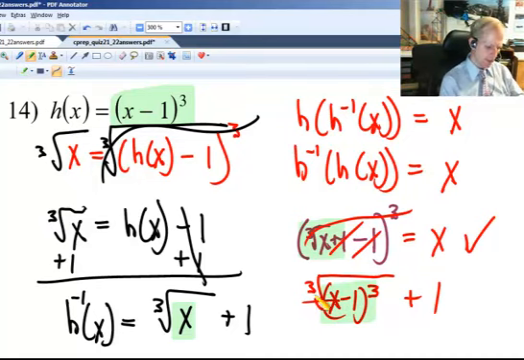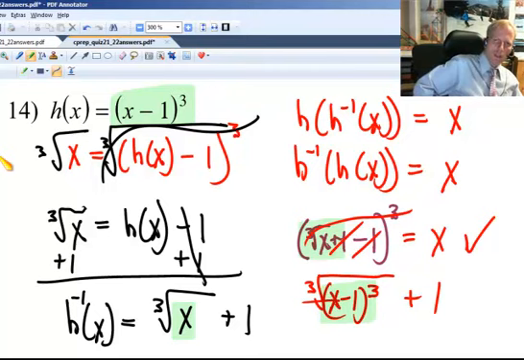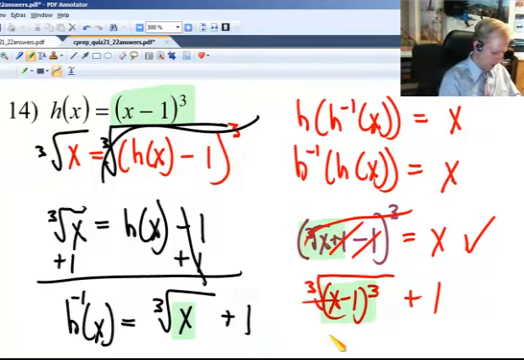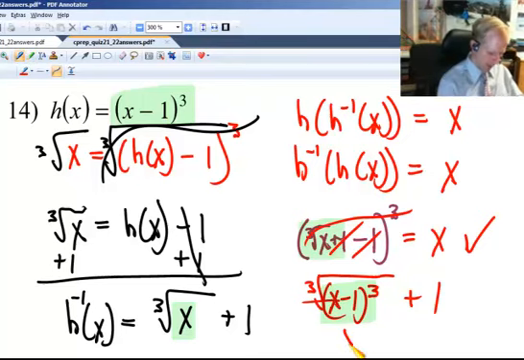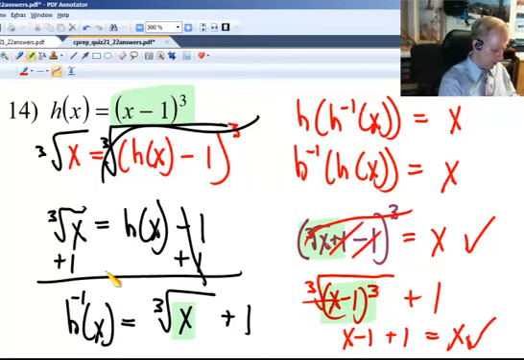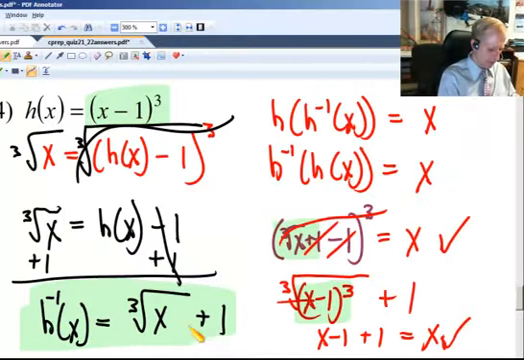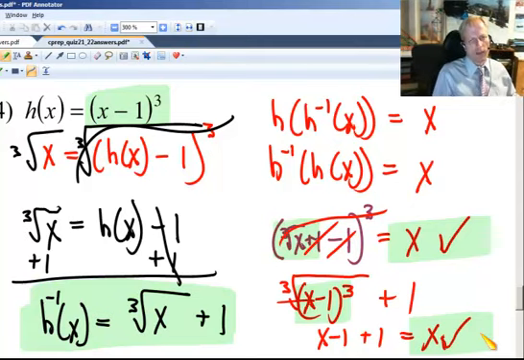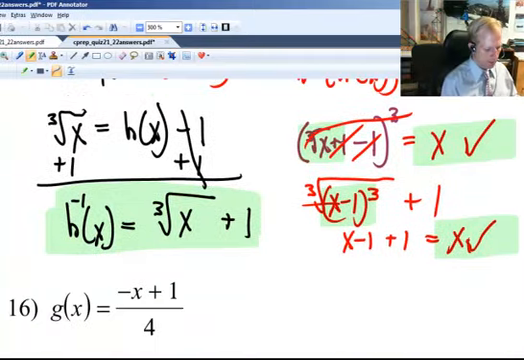Okay, well, I can see that the cube root of x minus 1 cubed, those cubes are going to cancel each other out, and after I drop that, I'm left with x minus 1 plus 1. Well, x minus 1 plus 1 is just equal to x, and that is the result I'm looking for. So that tells me that the inverse I found does check out, because when I do the test, it passes both tests. So, all right, that's 14.